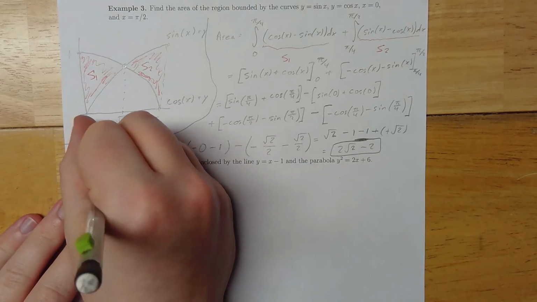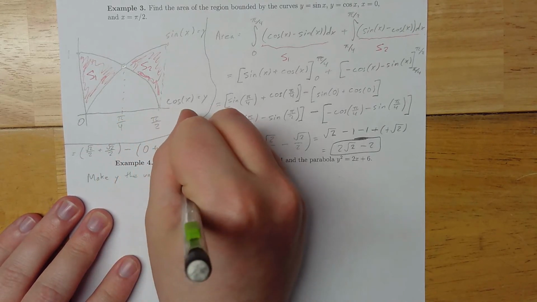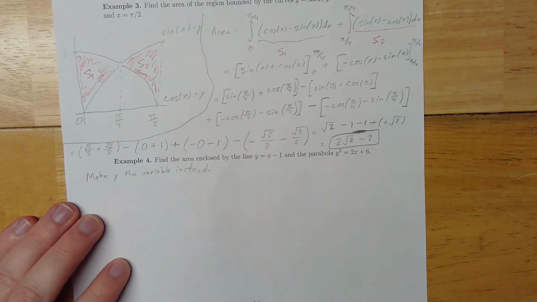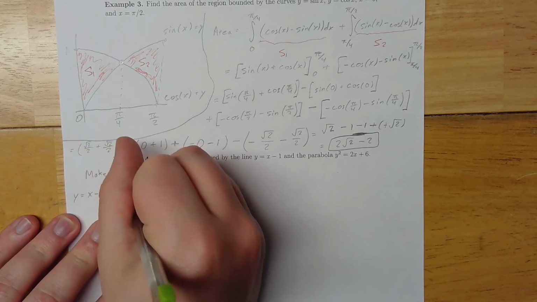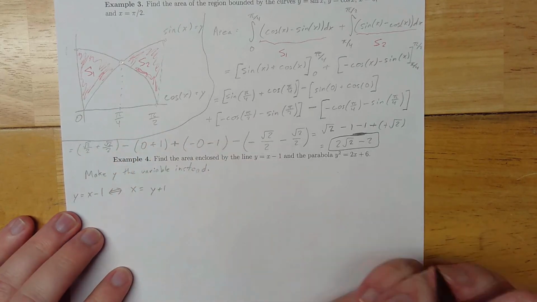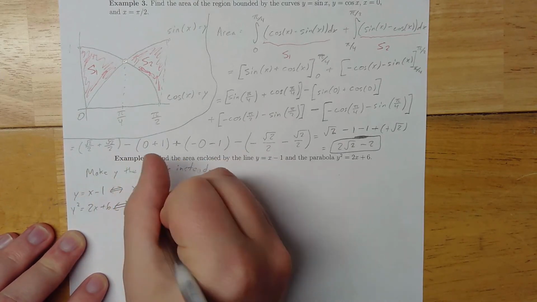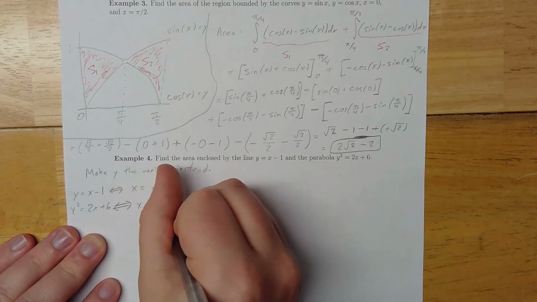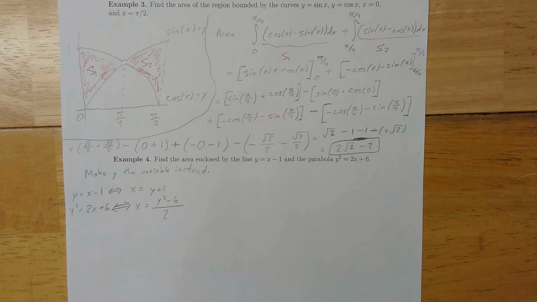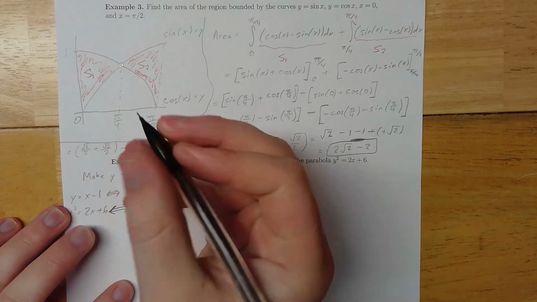So make y the variable instead. So if we know that y equals x minus 1, this is the same as saying that x equals y plus 1. And if we know that y squared equals 2x plus 6, this will be the same as us saying that x equals y squared minus 6 divided by 2. So we want to rewrite those so that we have x in terms of y. And now we'll have to figure out where we are intersecting. So that is going to be our first step for this problem.